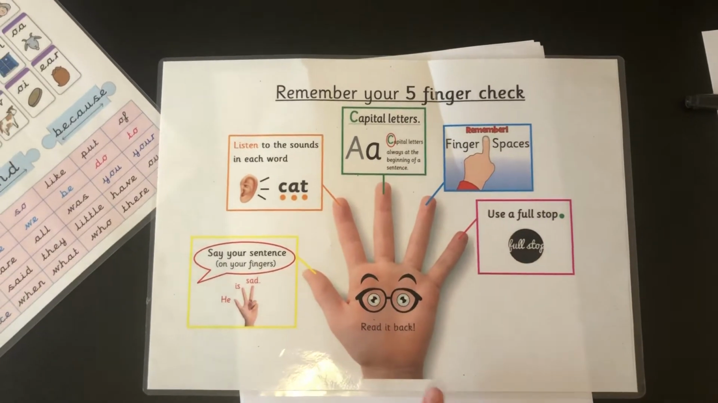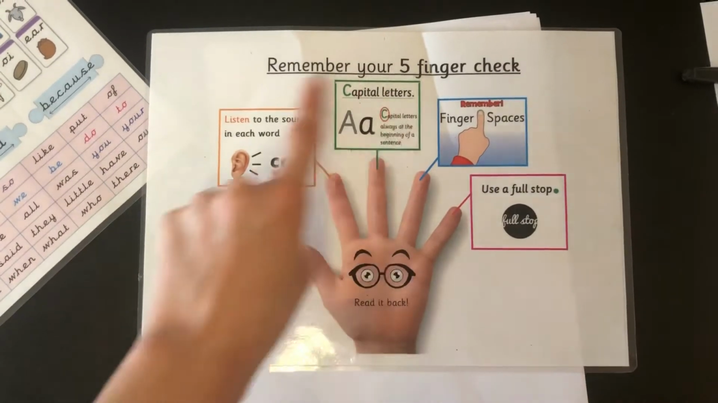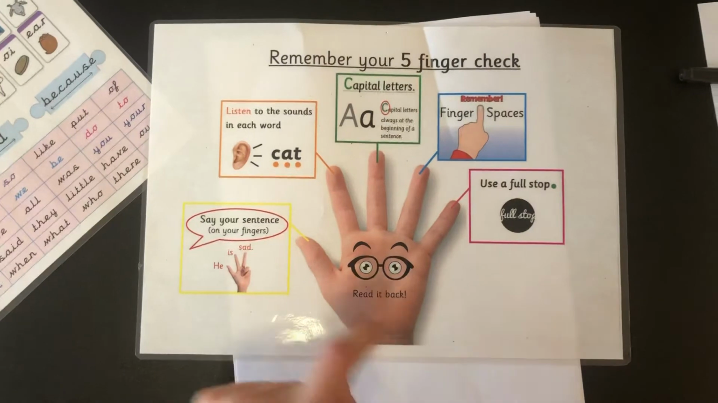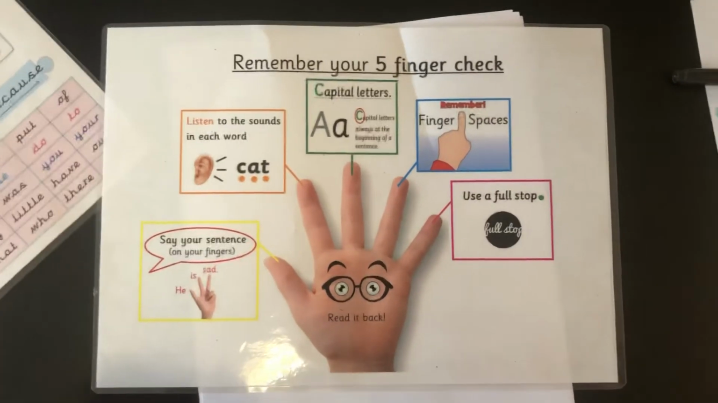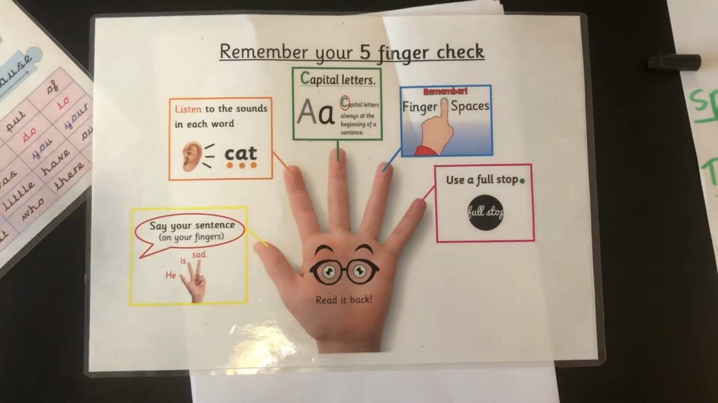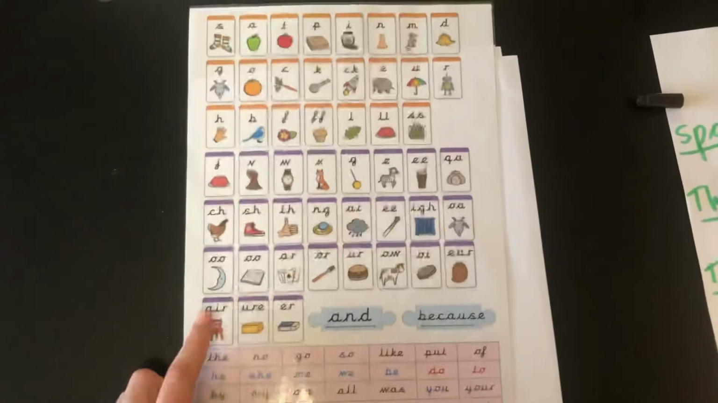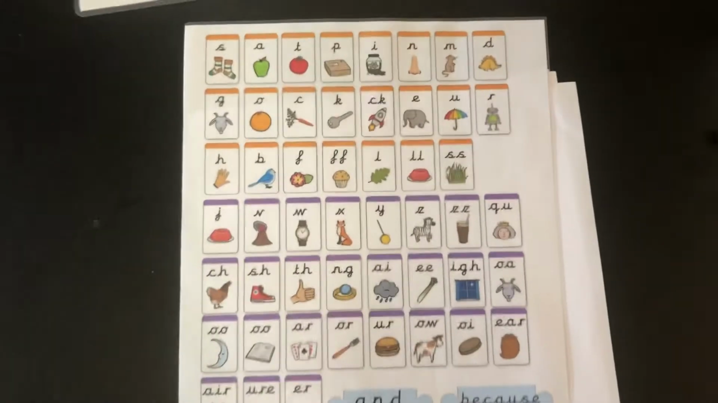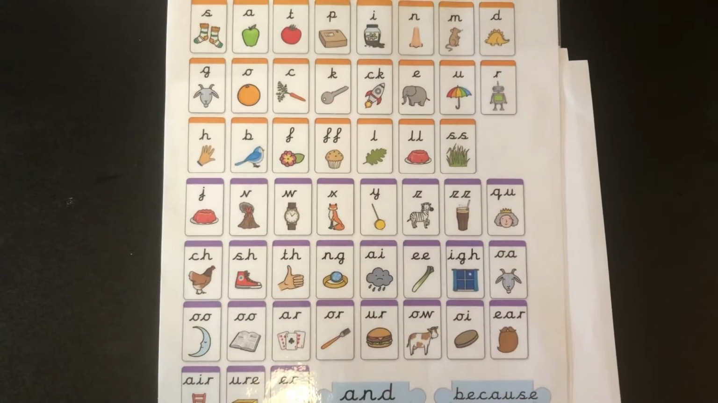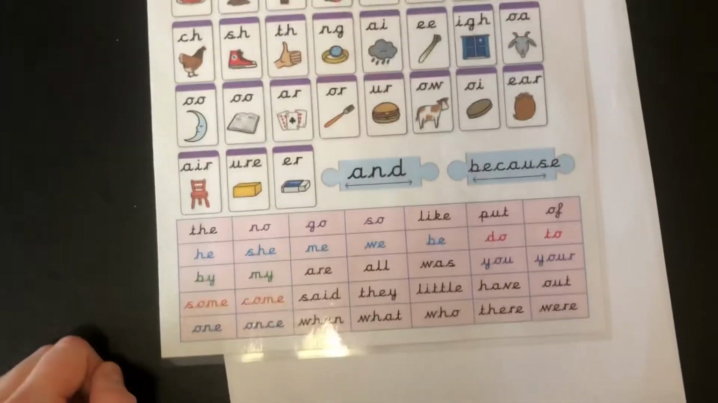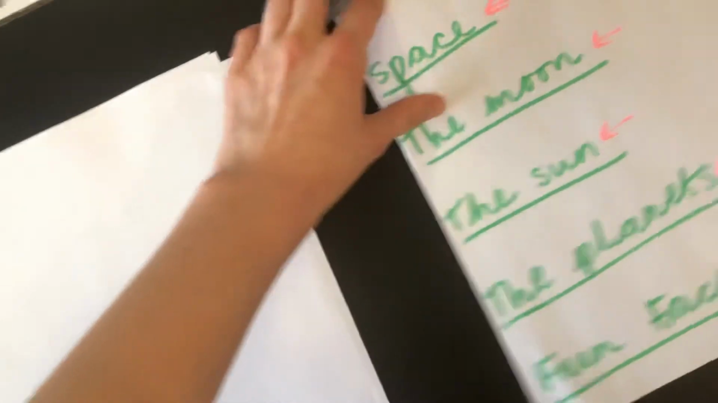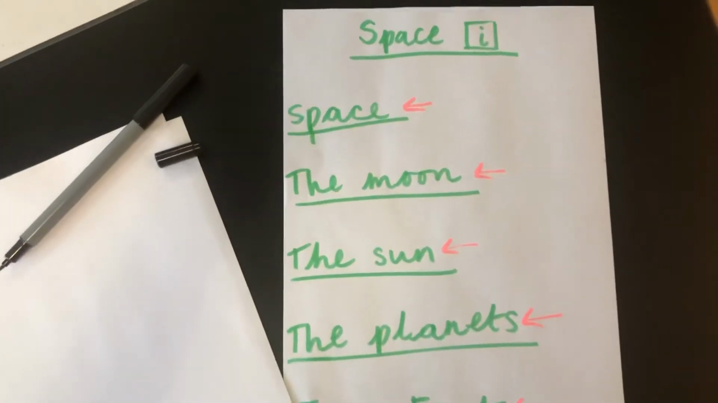It's really important when you finish that you read your work back, because remember, it's okay to make mistakes. Mistakes help your brain to grow, so you need to check it back, see if you made any mistakes and try to fix them. When you're doing your writing, you can use a sound mat like this. So this will help you look at all of the sounds that you need in your writing and some tricky words there too. Okay, so you're going to write your fact file.